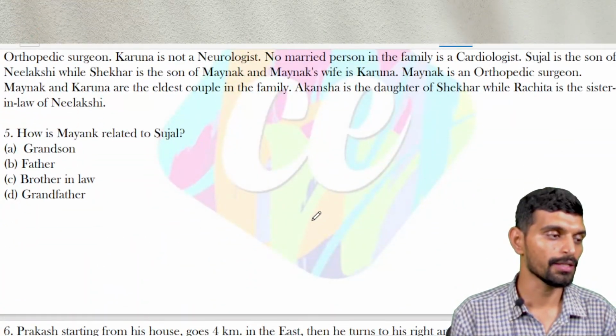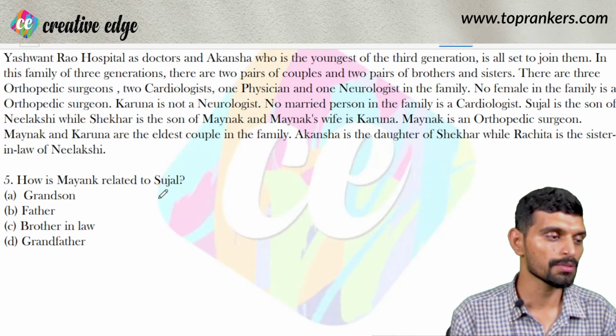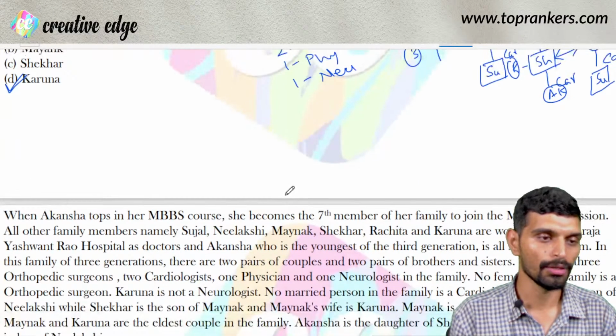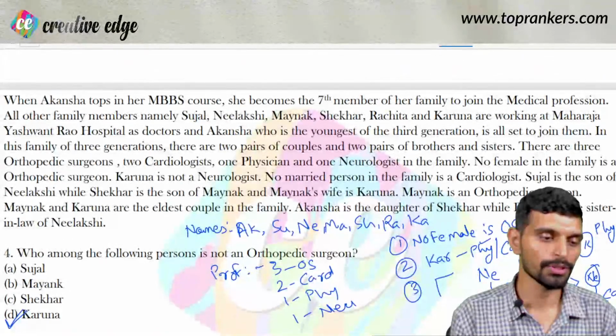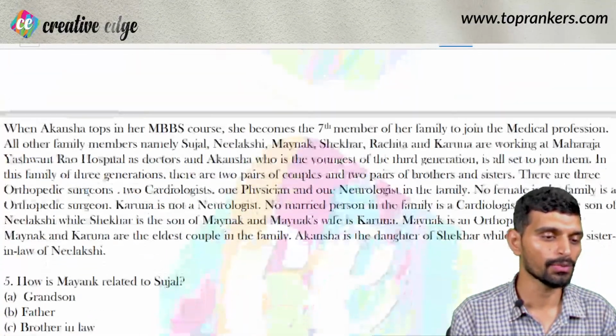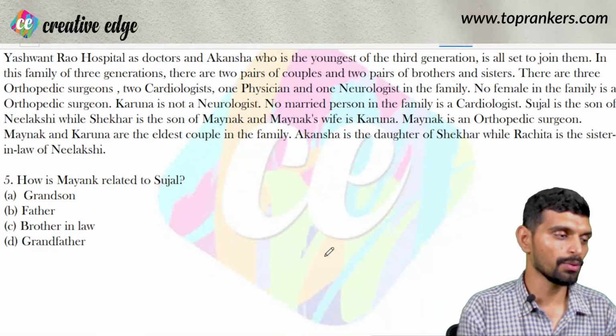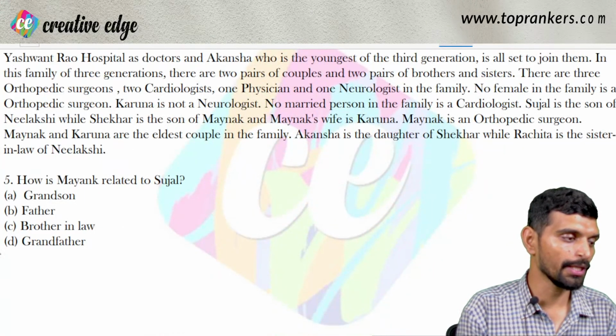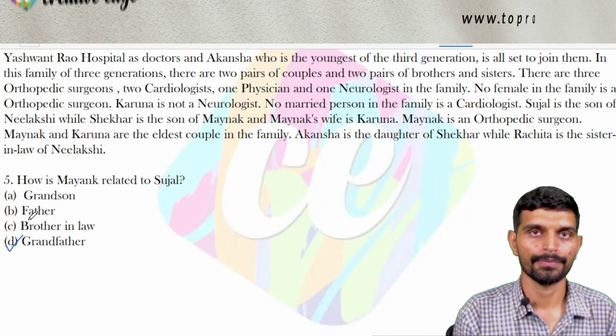The same paragraph has a question: how is Mayank related to Sujal? Mayank must be grandfather to Sujal. So the answer to this one will be grandfather, right?